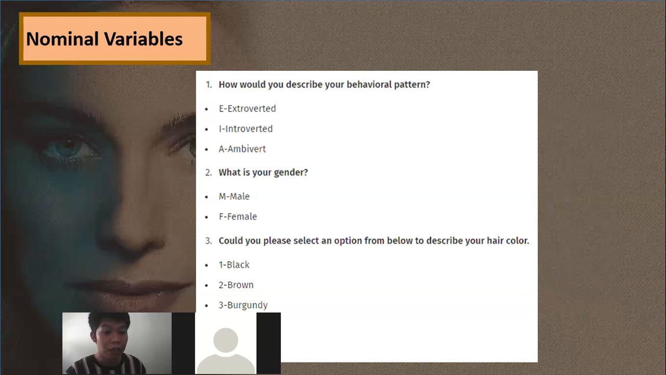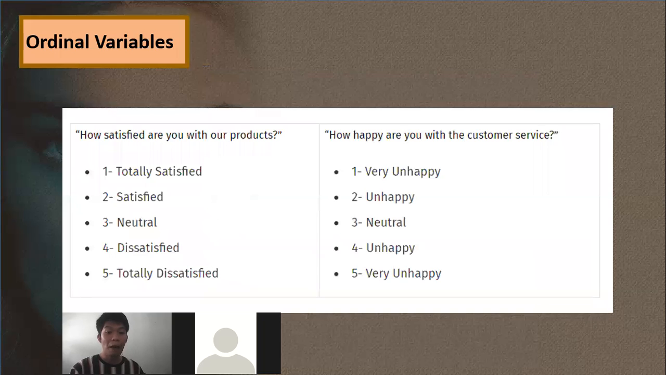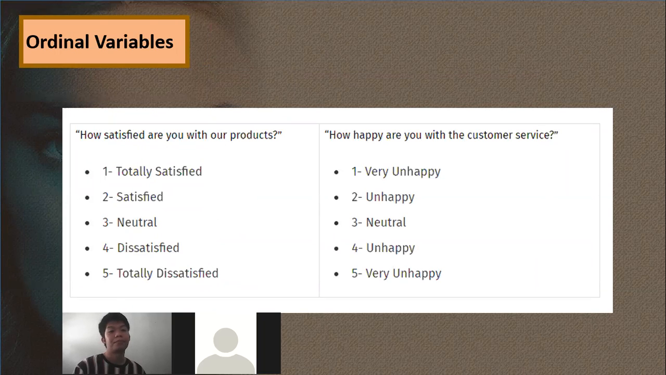So what is your gender? Only two options. Color of the hair, maraming options. So sa nominal variables, the type of instrument is that mag-vary the number of options on each question. Whereas in ordinal, the number of options from each question should be the same. Okay?